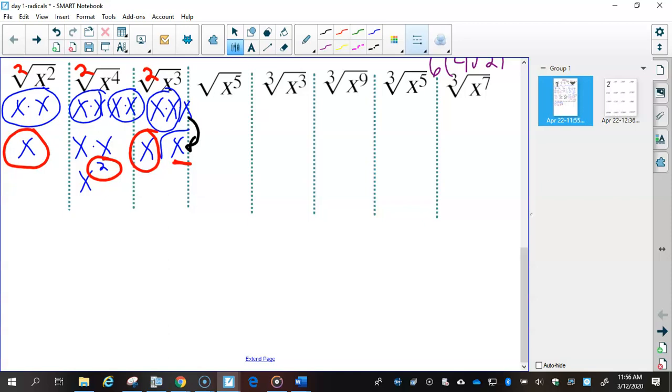In this case, this would be x times x times x. Every time we have a cube root, we need a group of 3, no longer a pair. We have a group of 3 here, so that group of 3 would get to come out. It would just be x. The cube root and something cubed are inverses, so they would undo each other.